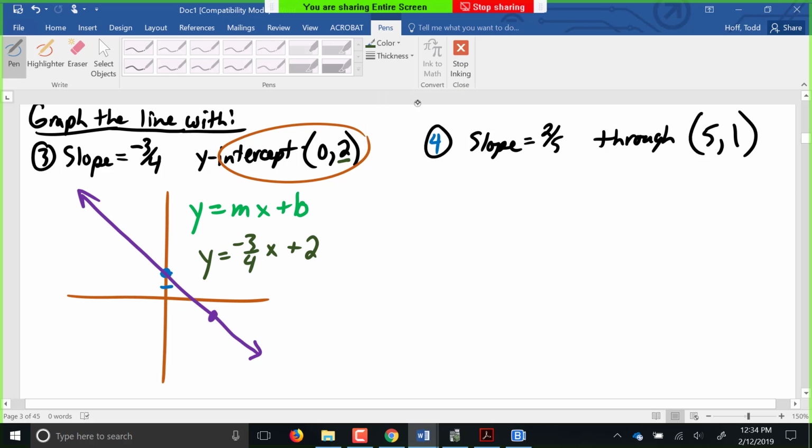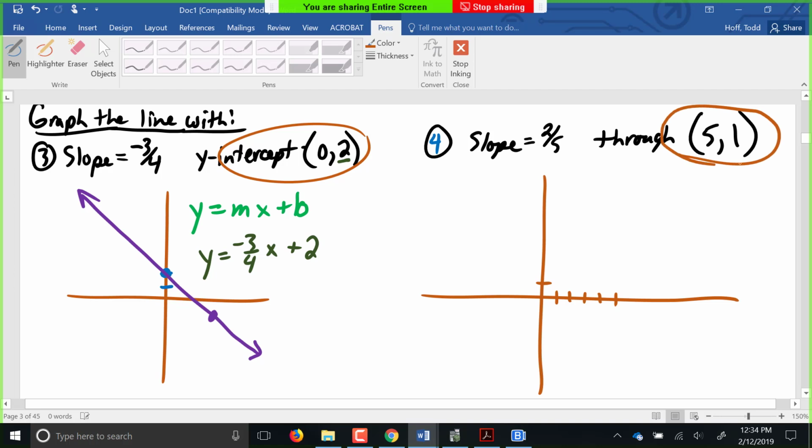The second one over here is a little different. We didn't really do anything like it, but it's not terribly difficult to do from what we know. Instead of having a y-intercept, we have a point that it goes through at 5, 1, so we can put that there. And the slope of 2 fifths: from that point, we go up 1, 2, and we run over 1, 2, 3, 4, 5. There's our second point. And our line goes through those two points. Looks something like that. Any questions on that one?